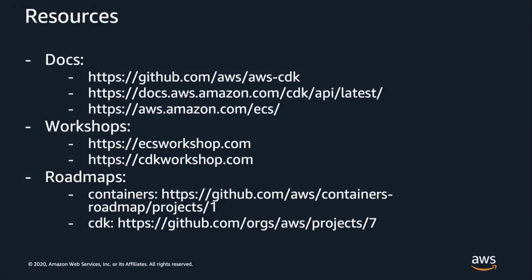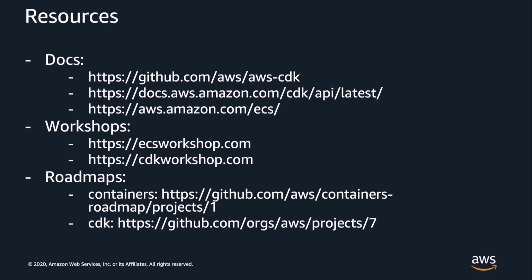So that wraps up the demos and the tech talk. I want to end with some resources to help you get started with CDK and with ECS. First we have the GitHub project for CDK, the CDK documentation, that API documentation that I was referencing earlier with the AWS ECS patterns module, and then the front page for Amazon ECS.